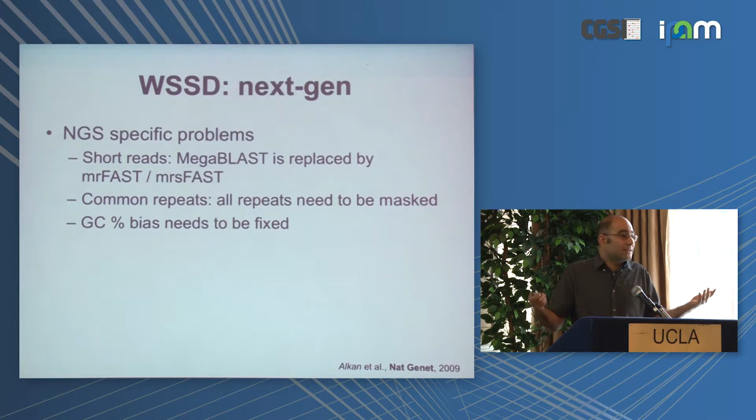And then you can apply the same principles with one small caveat. And that's that next generation sequencing has a huge bias for GC, which means that there are regions of the genome which are high in GC or low in GC, which can cause differences in the coverage, and that needs to be fixed.